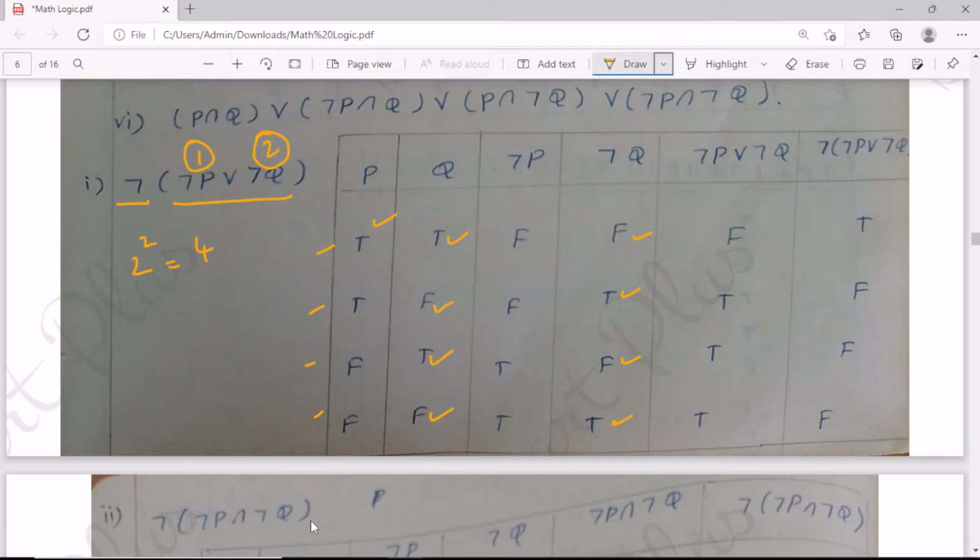After that you have to take the disjunction between these two, or. So negation P or negation Q, that is false or false, false, false or true, true, true or false, true, true or true, true. Finally you have to take the negation of these, negation P or negation Q. So the negation of false means true, true means false, true, false, true, false. We take just the negation, that's all. So this is the truth table for negation of negation P or negation Q.